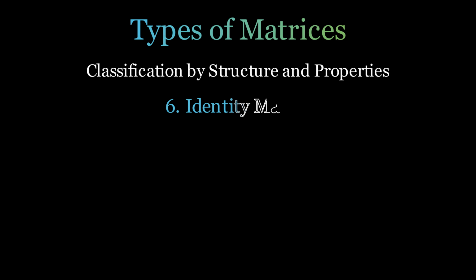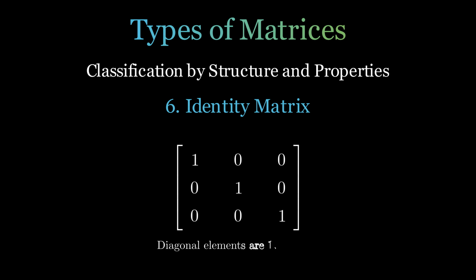The identity matrix is a special diagonal matrix where all diagonal elements are 1. It acts like the number 1 in matrix multiplication. Multiplying any matrix by the identity matrix leaves it unchanged.